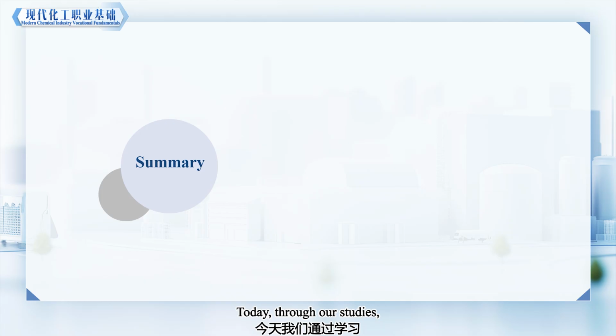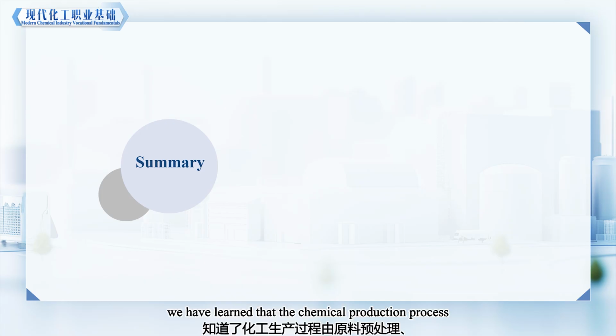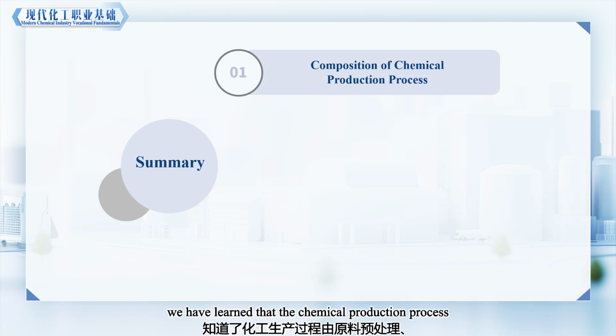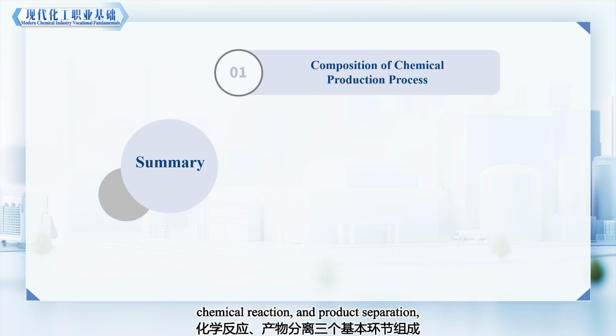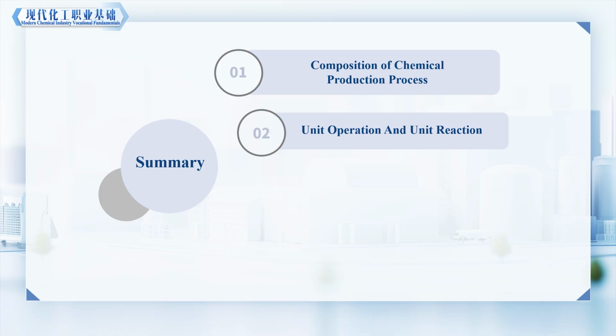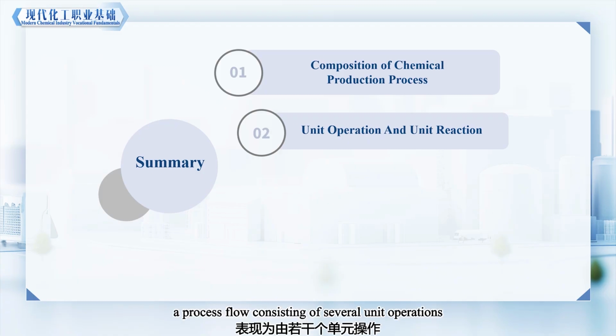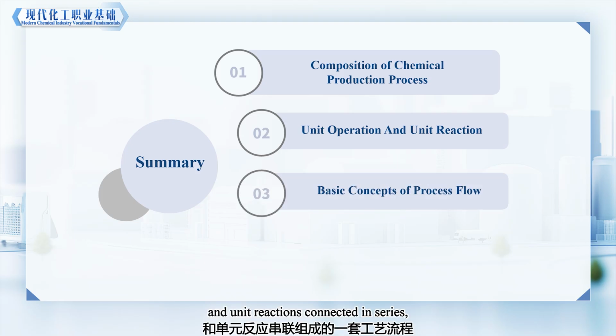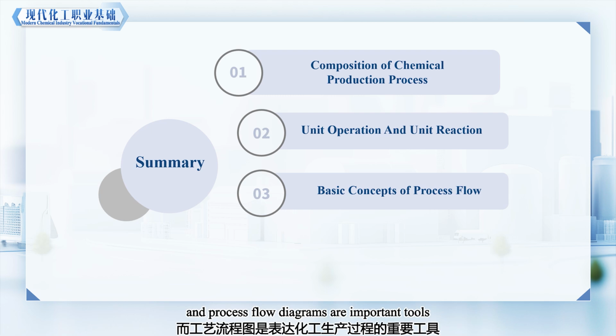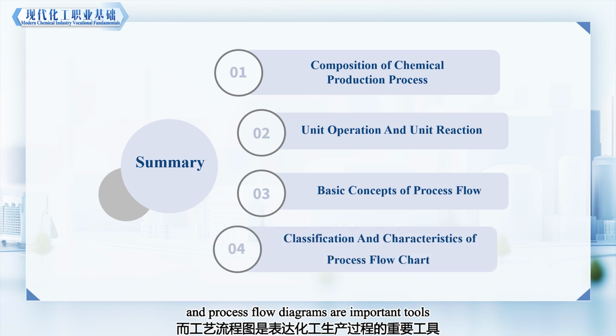Today, through our studies, we have learned that the chemical production process consists of three basic stages: raw material pretreatment, chemical reaction, and product separation, which is manifested as a process flow consisting of several unit operations and unit reactions connected in series. And process flow diagrams are important tools for representing the chemical production process.